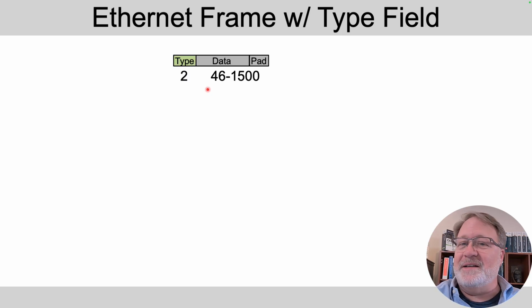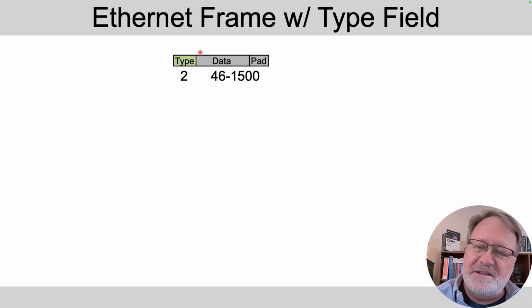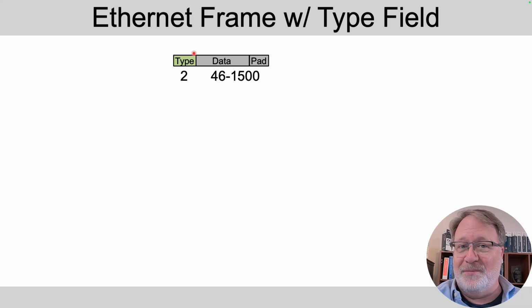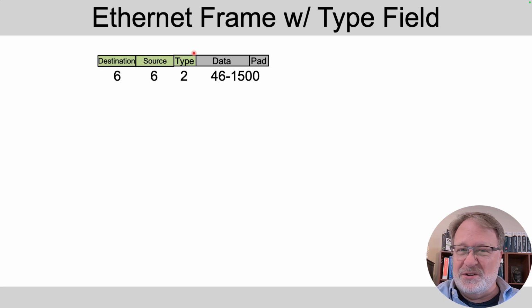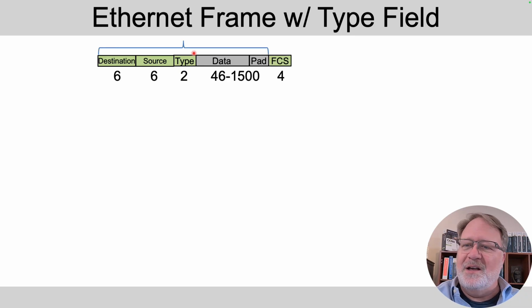Then there's a 2-byte type field that identifies what it is that's in here. For instance, there's a code for IP version 4 packet, another code for IP version 6 packet. Then in front of that, we've got the destination and source address, and those are the normal fields you would expect to see in an Ethernet header or trailer. The rest of the fields, sometimes people gloss over and don't pay as much attention to, which is fine, but the trailer has this thing called a frame check sequence.